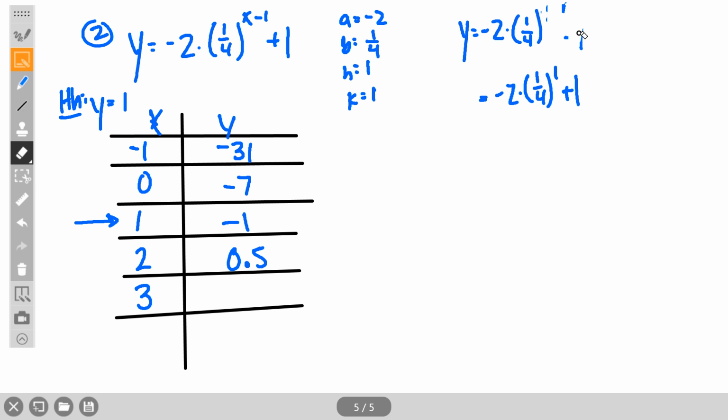All right, and then plugging in 3. 3 minus 1 plus 1, so the squared plus 1. So 1/4 to the second power times negative 2, plus 1 is 0.875.